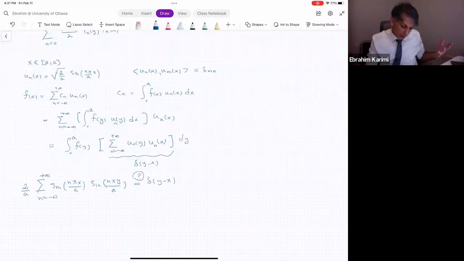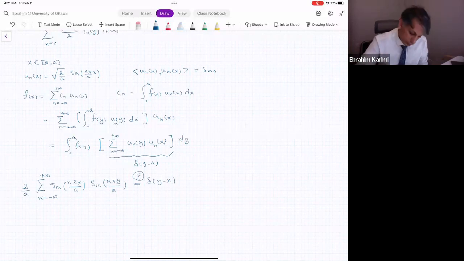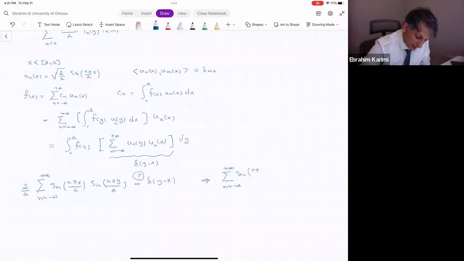That is true only when we have this relation, which essentially leads us to this relationship: the summation over n from minus infinity to plus infinity of sine of n pi x divided by a, sine of n pi y divided by a, equal to a divided by 2 of delta of y minus x.